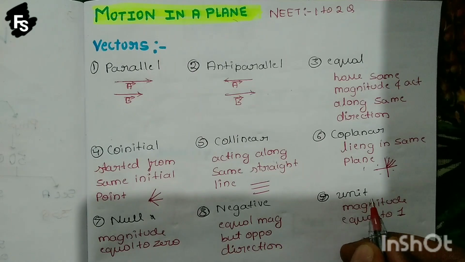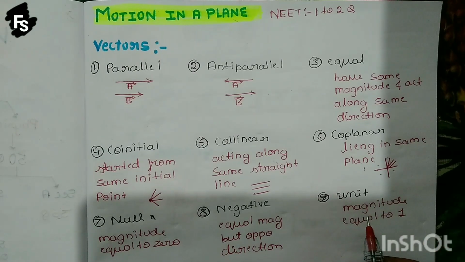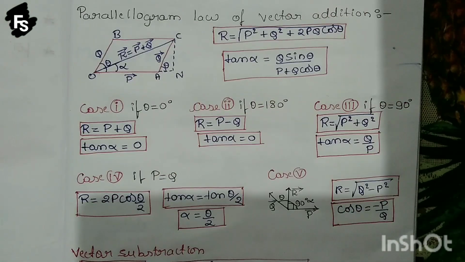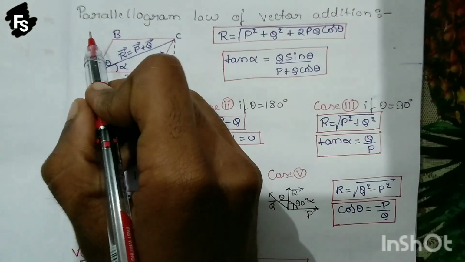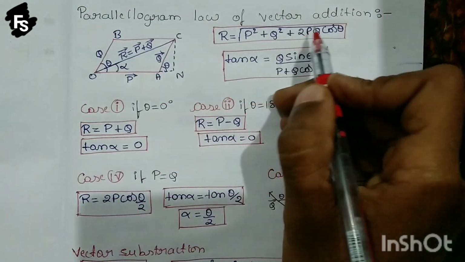Unit vector. What is a unit vector? A unit vector is a vector whose magnitude is equal to 1. So next we move on to the parallelogram law of vector addition.